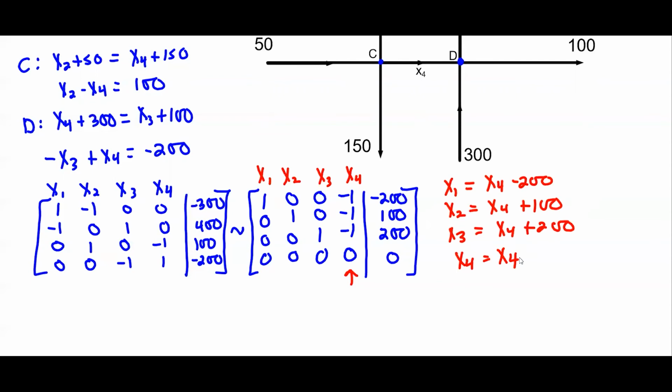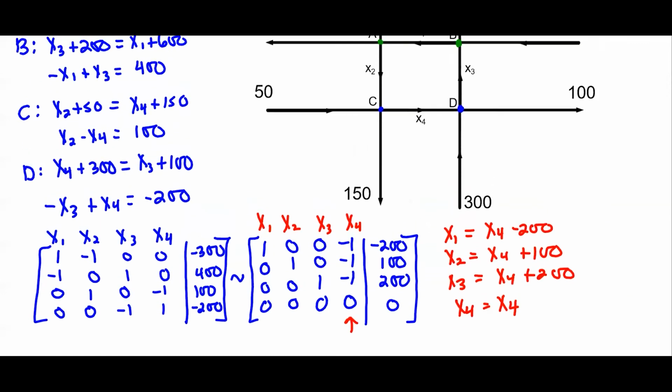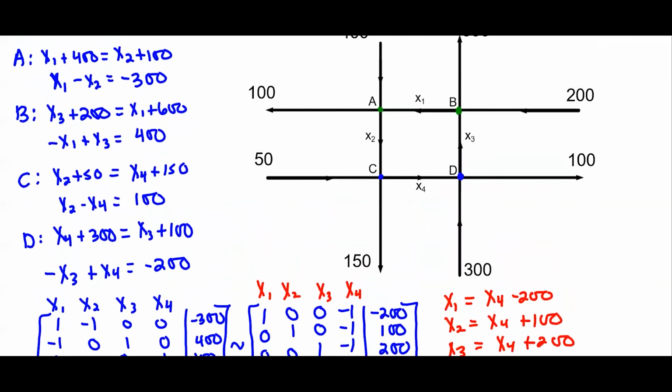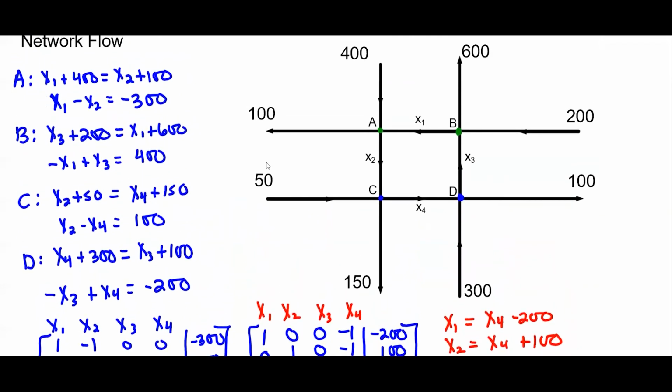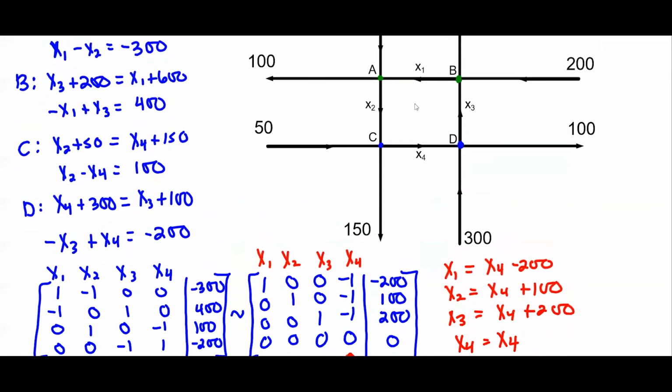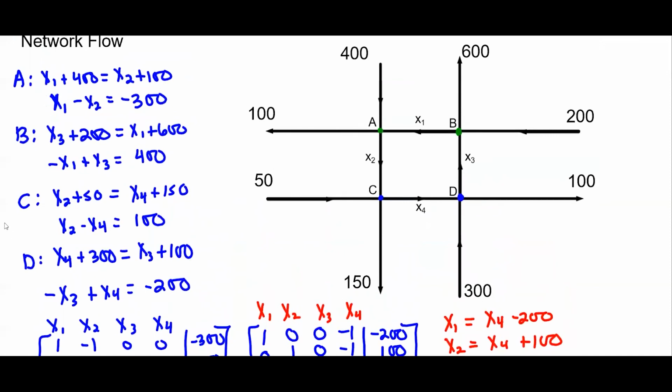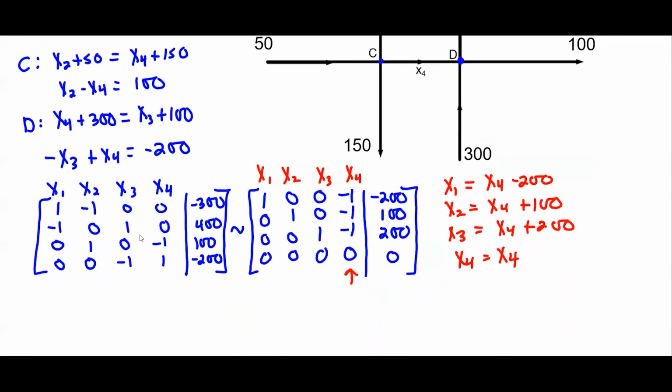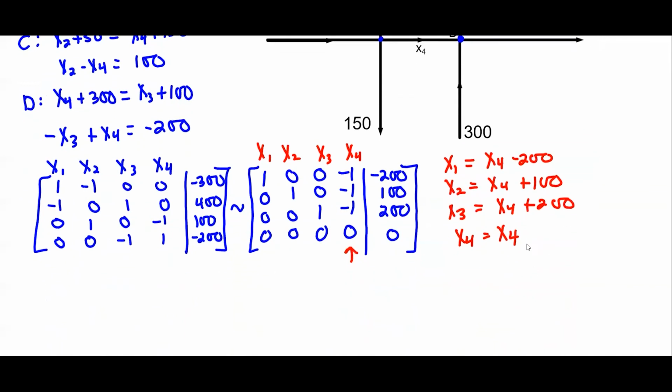So let's say I wanted to put a sensor down to count the number of cars going through the intersection. Based on this, I just need to put one sensor down at x4. If I know x4, then I know the rest. That could save the city some money, maybe. Let's just come up with one example. If x4 was, say, 500, then x3 would be 700, x2 would be 600, and x1 would be 300.